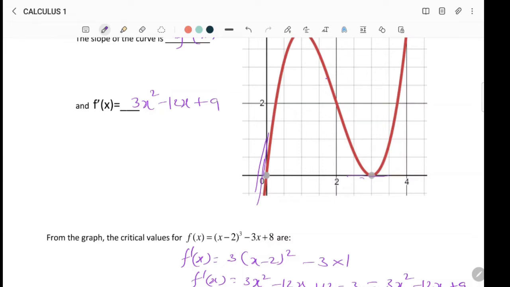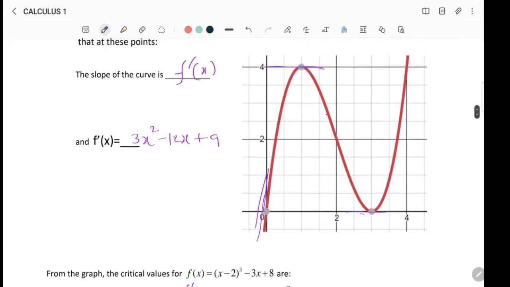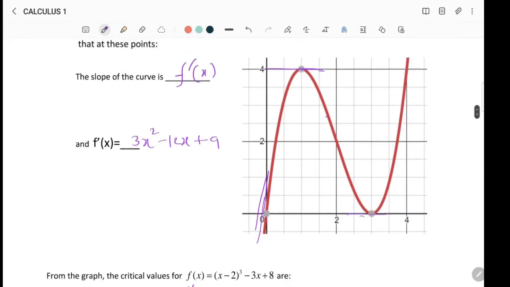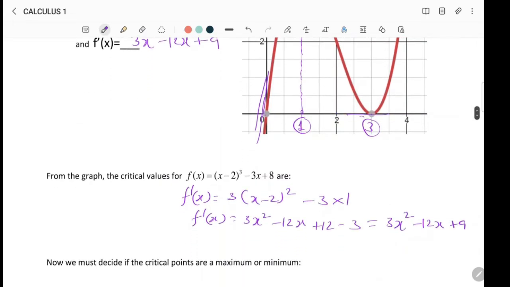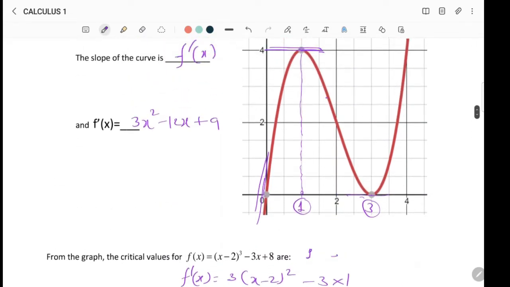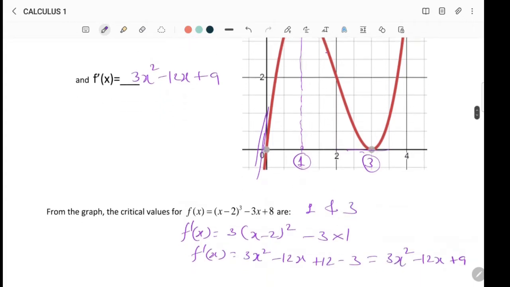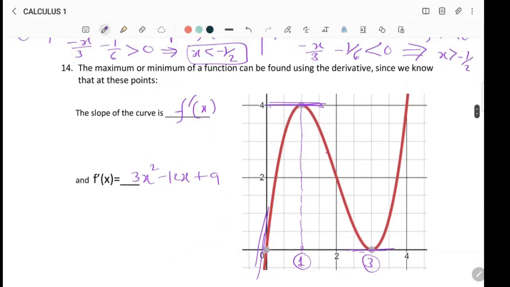From the graph, our critical values: critical values are where the tangent is parallel to the x-axis, or f dash x is 0. So right at this point, what is x? This is 2, so it should be 1 and it should be 3. So from the graph, the critical values are 1 and 3, right? Because here f dash x is 0, and here also f dash x is 0.